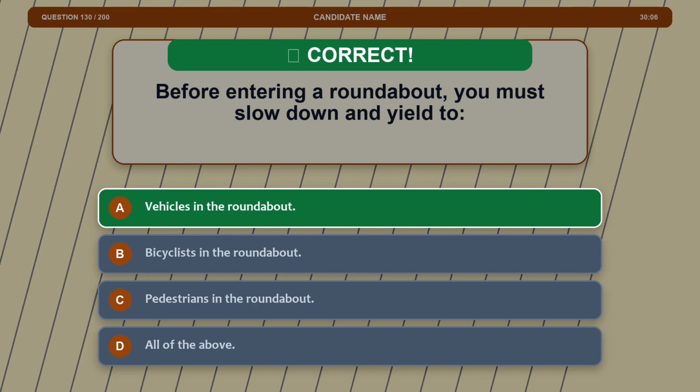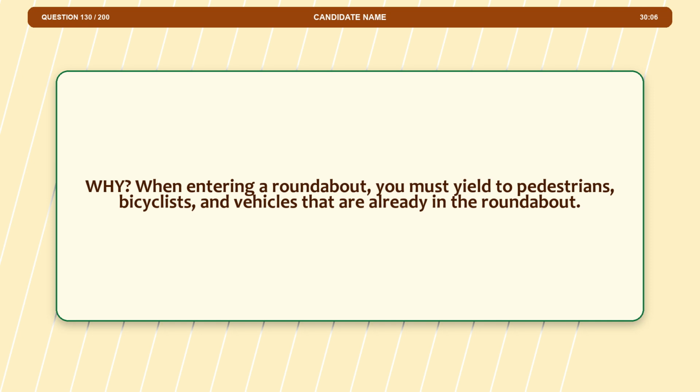The correct answer is option A, vehicles in the roundabout. Explanation. When entering a roundabout, you must yield to pedestrians, bicyclists, and vehicles that are already in the roundabout.